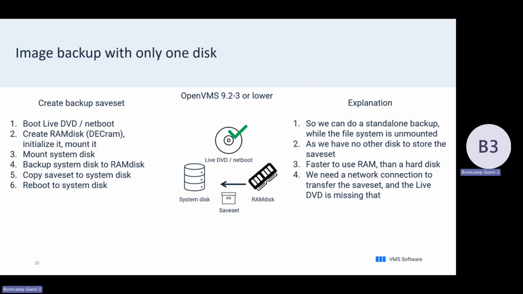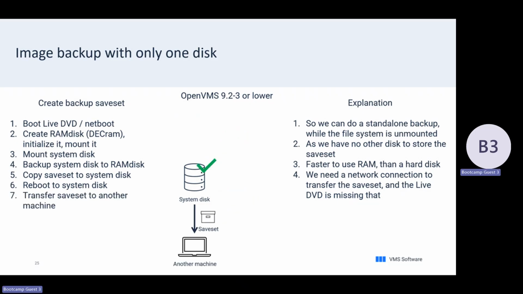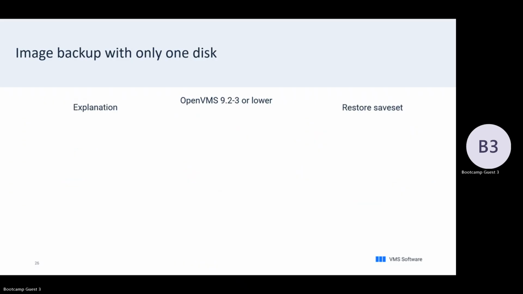Oh yeah, and now we reboot to our system disk where we already have the safe set. Transfer the safe set to another machine. Backup created. How do we do the restore?